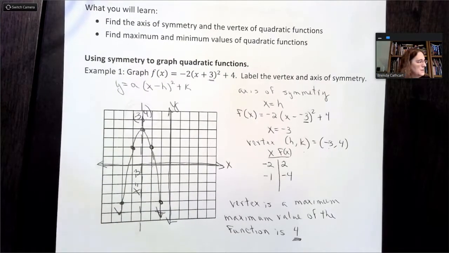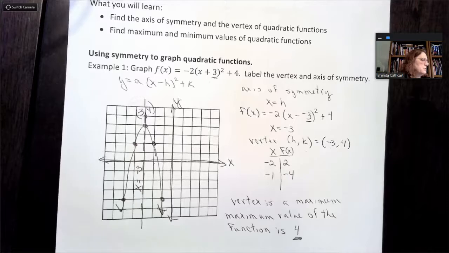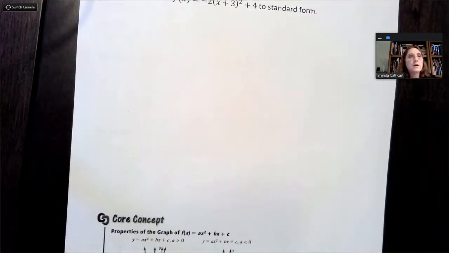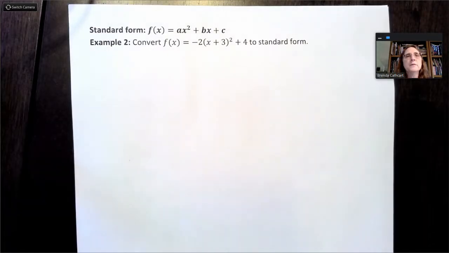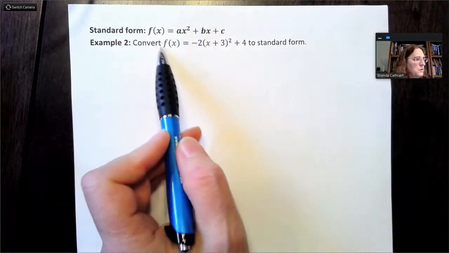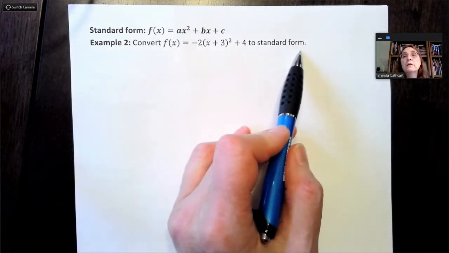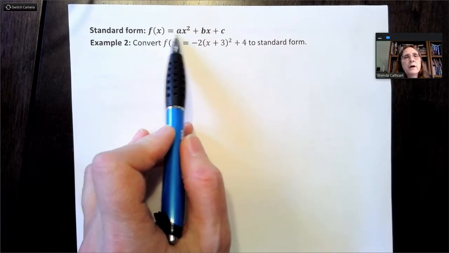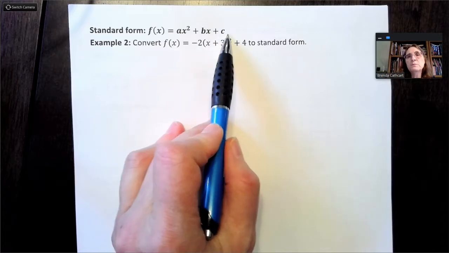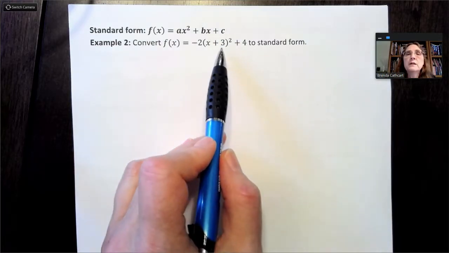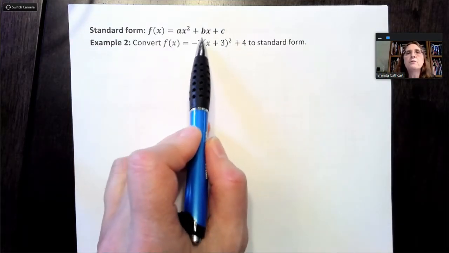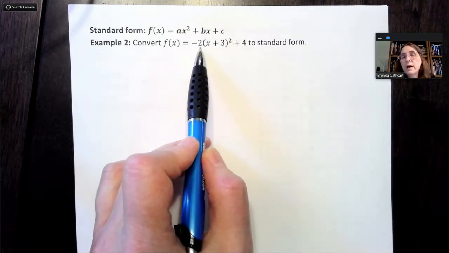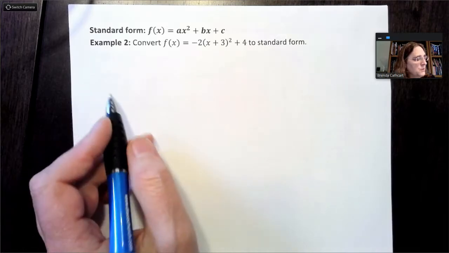Okay, let's go on now. Suppose that we have another parabola, another function, and it's in vertex form, but we would like to write it in standard form. Standard form is f of x equals ax squared plus bx plus c. So in order to get it into standard form, I'm going to have to multiply out this binomial, combine like terms, and simplify this function.